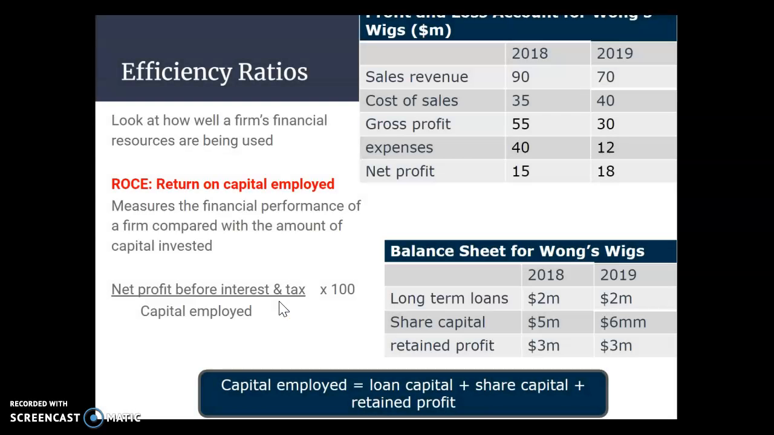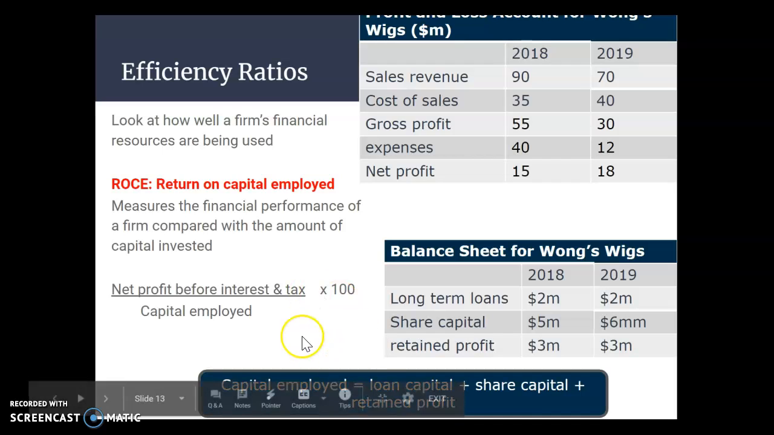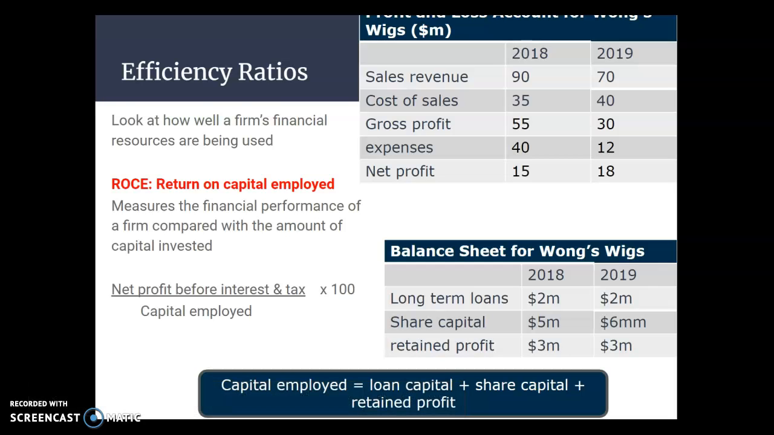Okay, now the final one, this is our efficiency ratio. And this looks at how well a firm's financial resources are being used. So this means all of the investment in the business into machinery, even into human resources, etc. How well has that been used to generate profit? So what we have is our capital employed, which is all of the investment into the business.